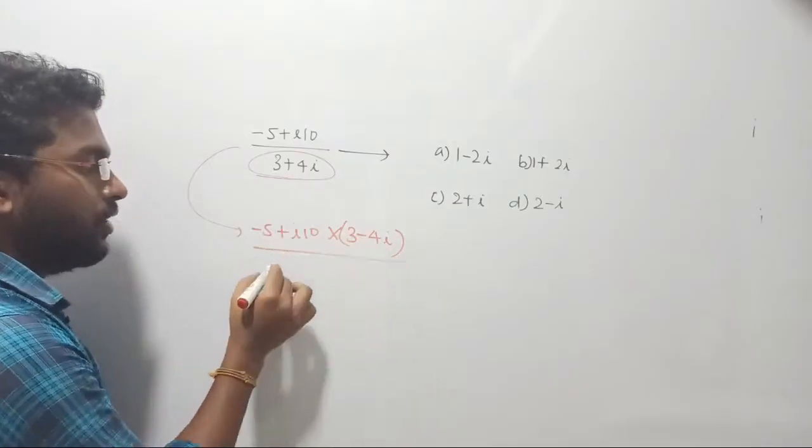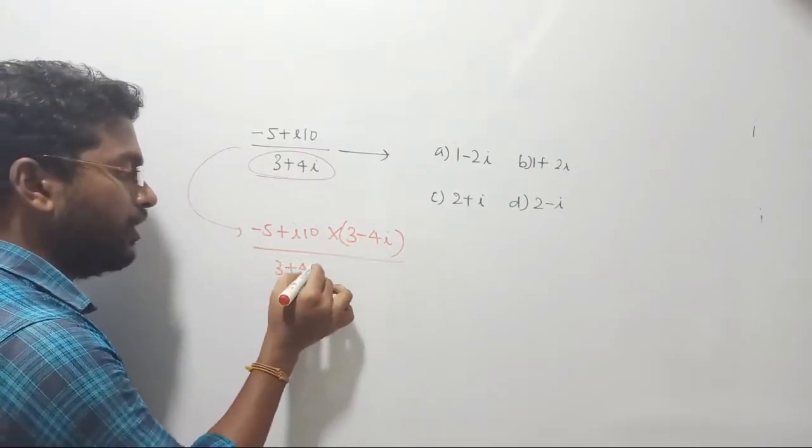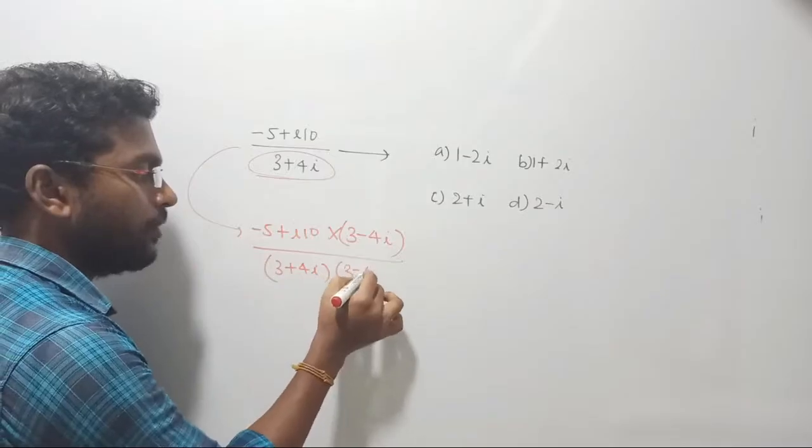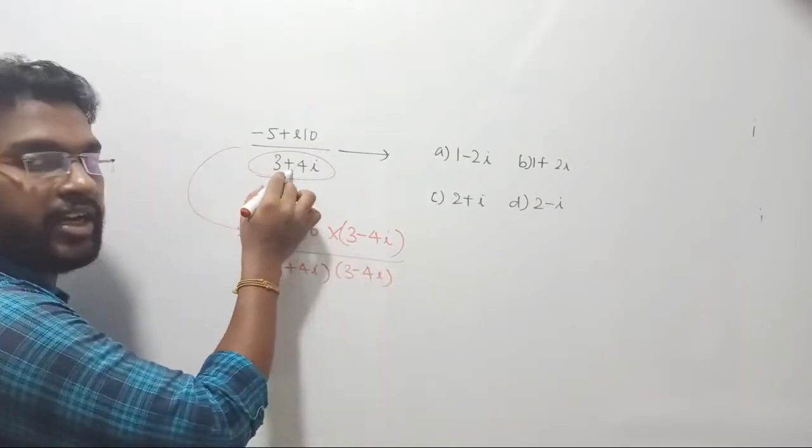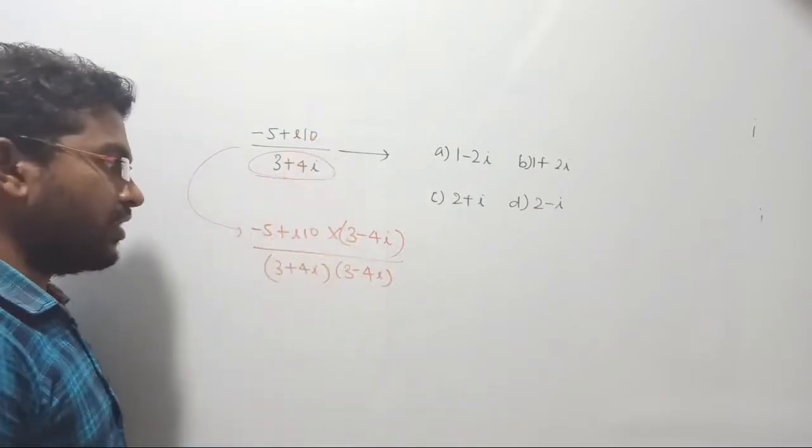Whereas in the denominator, you are going to get 3 plus 4i, and I am taking the conjugate and multiplying it, right? You take the conjugate of this function and multiply it in both numerator and denominator, such that you are going to get what?